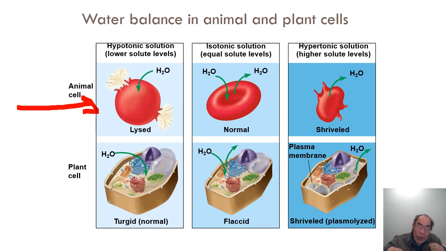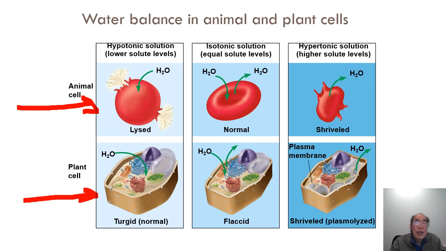Okay, so here is a picture of an animal cell in a hypotonic solution. Hypo means very low level of dissolved solutes, so water will move into the cell and the cell will swell and it will eventually burst. In a plant cell, the cell wall prevents the cell from bursting. Okay, so plants love hypotonic solutions. They can handle it, but animal cells cannot.